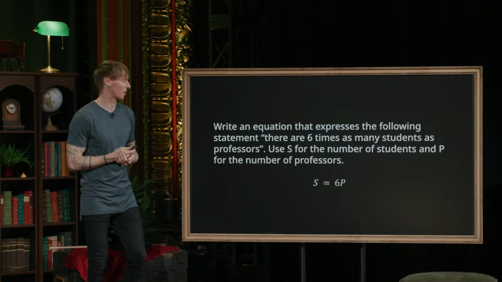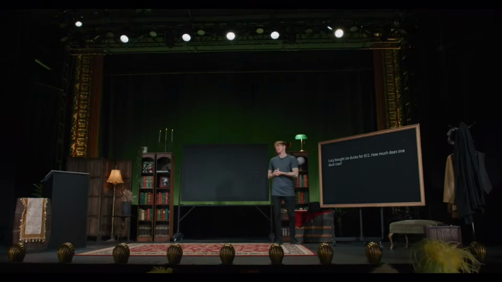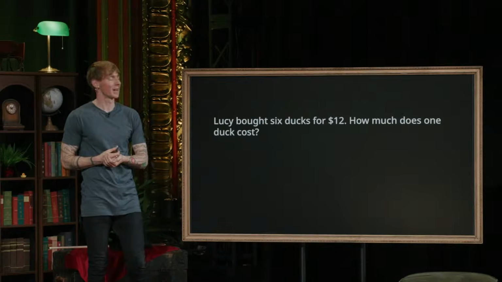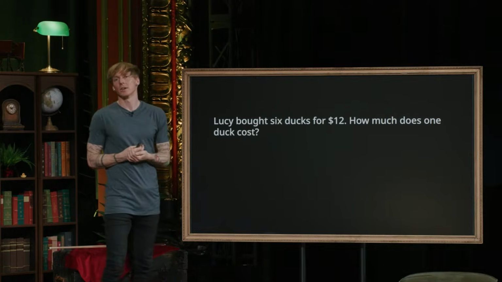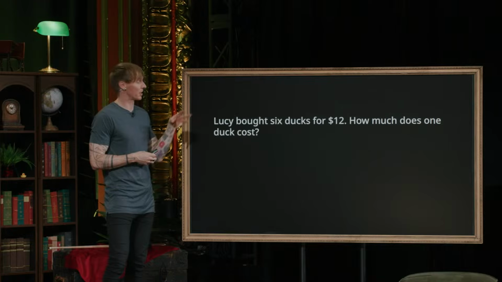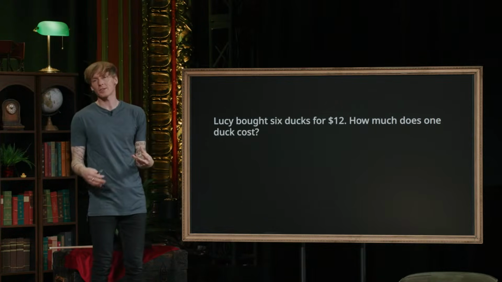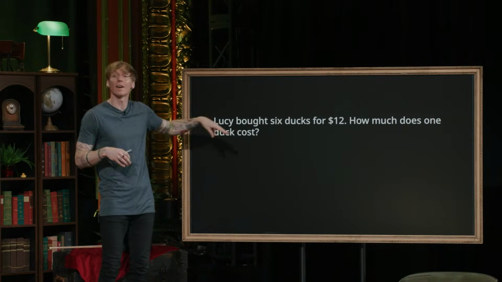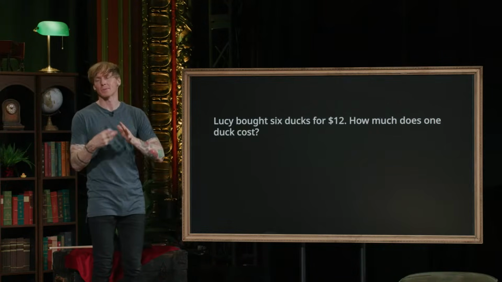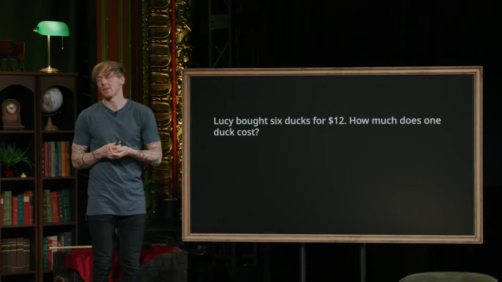Now let's look at a second one. Lucy bought 6 ducks for $12. And the question is, how much does a duck cost? So to solve this, we are going to begin by writing an equation. We're going to need to define our own variable, as one is not given to us in the problem, and then perhaps we have to solve that equation to get the solution.